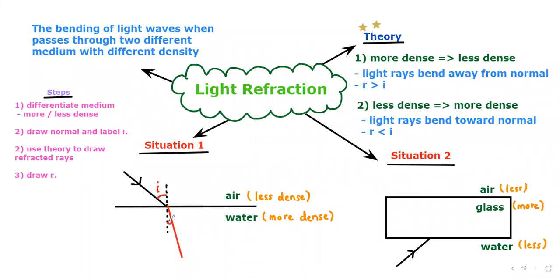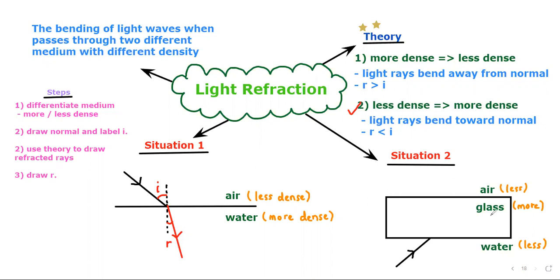And then label the angle which is from the normal to the refracted ray, put an arrow here and then put R. So by doing this, we know that the angle of refracted is less than the angle of incident when the light ray is passing from the less dense to more dense medium. Okay, so now this is the two mediums with two different densities. It will bend. So now we go to situation 2.